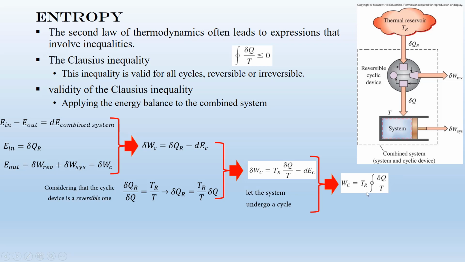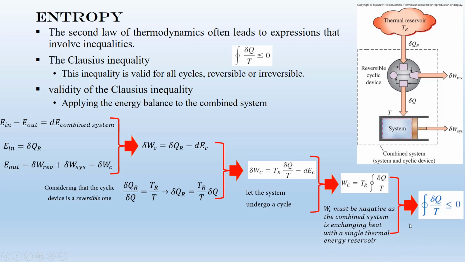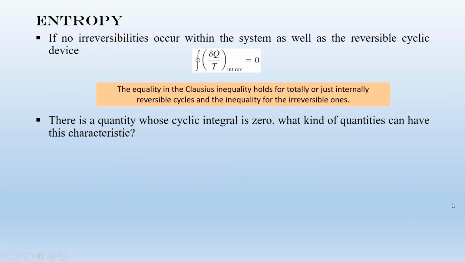The right side, T_R, is always positive. So if this term is negative, this term must be either negative or 0. So this term must be either negative or 0. And this is actually the Clausius inequality. Keep in your mind that this inequality is valid for both reversible and irreversible processes. For reversible processes, this term equals 0, and for irreversible processes, this term is less than 0. Correct?